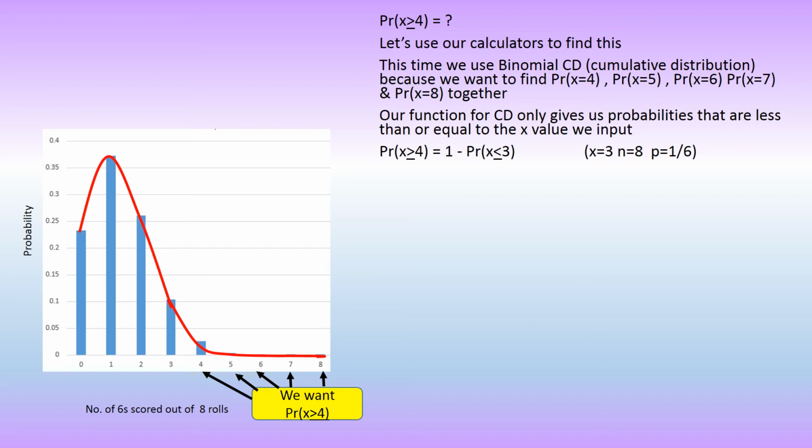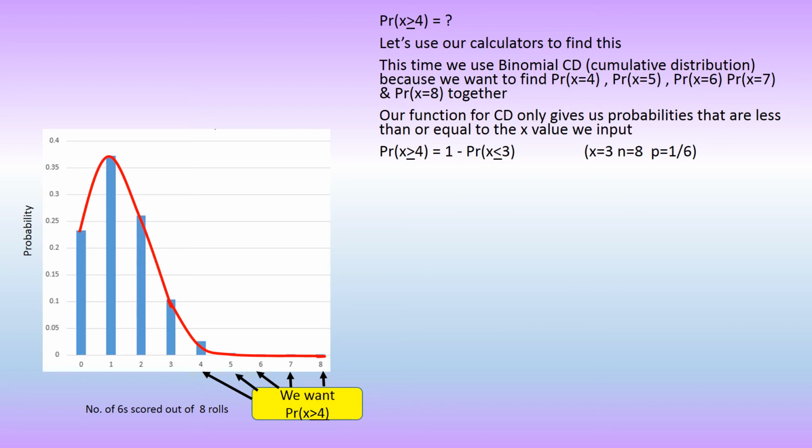Now the CD function will only give us probabilities to the left of the x value that we input, so the probabilities below. So I'm not going to be able to find out the probability of getting 4 or more 6s on my calculator CD function. So what I have to do is use the calculator to find 3 or less 6s and then subtract that away from 1, because that will give me then the probability that I need.